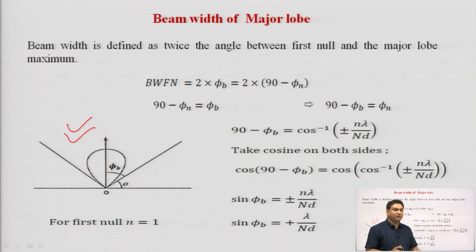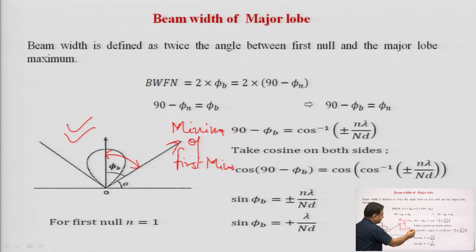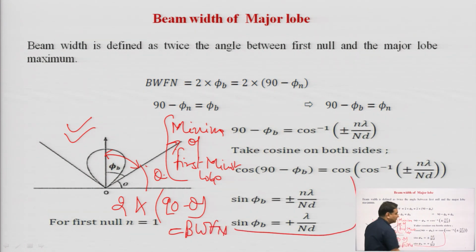So, twice of phi b, this direction is the minima of the first minor lobe, and as we have already calculated this angle, we can calculate that twice of 90 minus theta is equal to BWFN, and this is given in this formula.